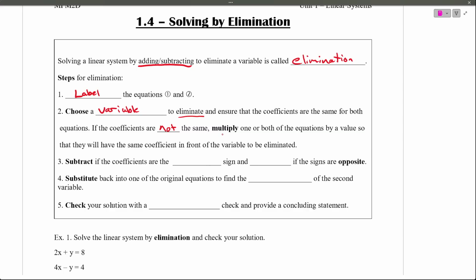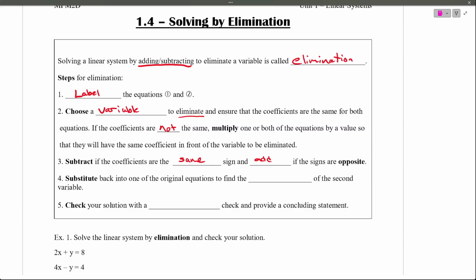So the next step is to subtract if the coefficients are the same sign. For example, if I had a 4x and a 4x, I want to do 4x minus 4x, and that'll make it 0x, which would make it go away. However, I want to add if they are opposite signs. For example, if I had a 4x and a negative 4x, 4x plus negative 4x gives me 0. So we want to subtract if the signs are the same, add if the signs are opposite.